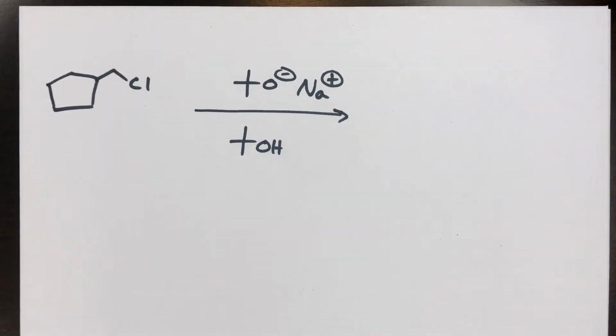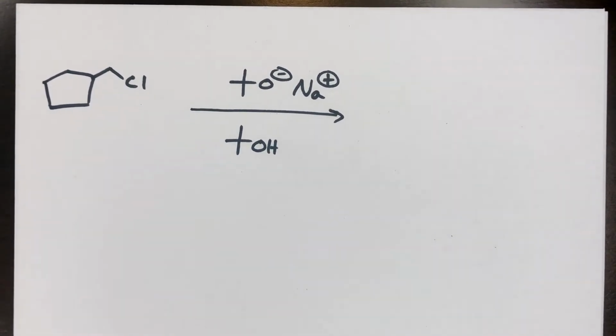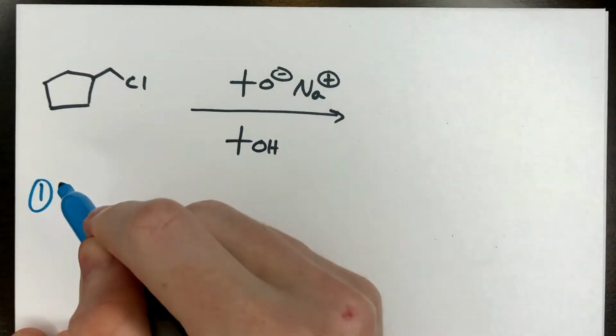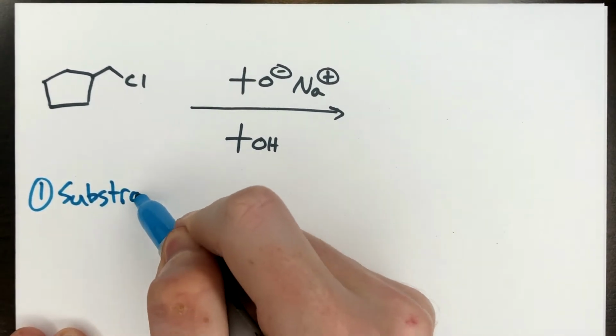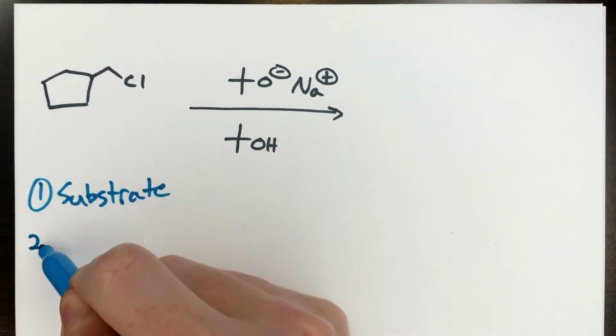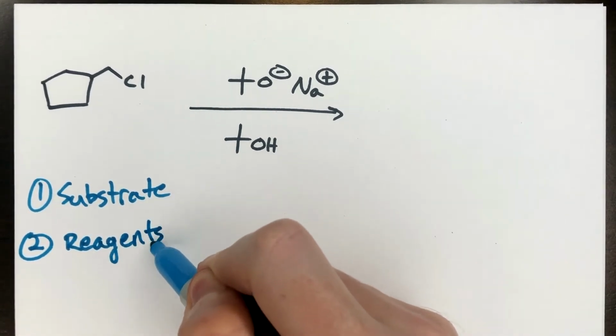All right, now for the remainder of the video, we're going to take a look at several examples to tie this all together. Just like I just finished saying, we're going to look at the substrate first. So let's make a short list here. We make observations about the substrate, and then about the reagents, and then if necessary, the solvent. That will be last.